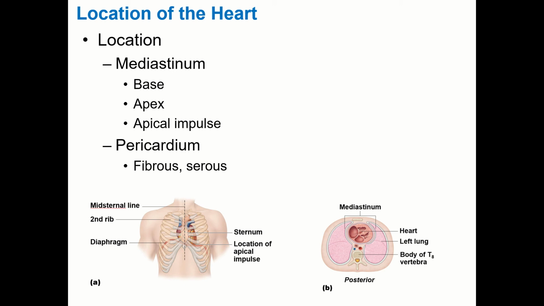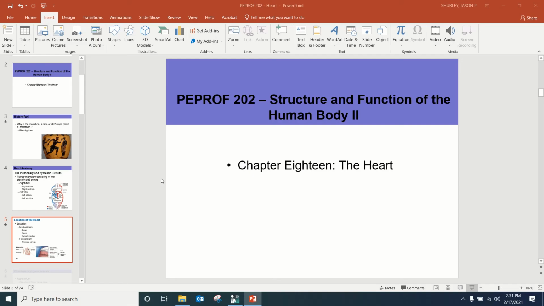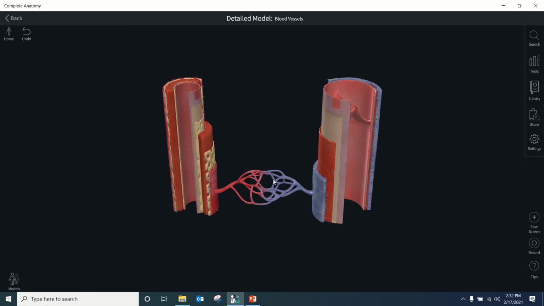So the pericardium, or the pericardial sac, is the sac, if you will, that the heart sits in. The pericardium has, broadly speaking, two layers. There is the outer layer, which is the fibrous pericardium. And actually, I'll use the anatomy app for this. So we've got the fibrous pericardium.